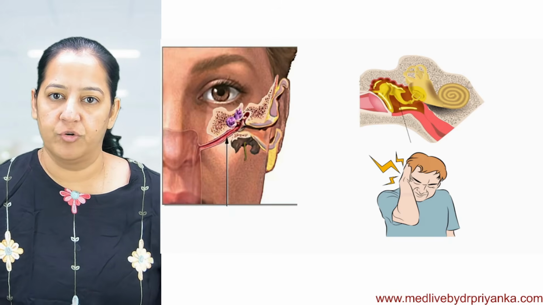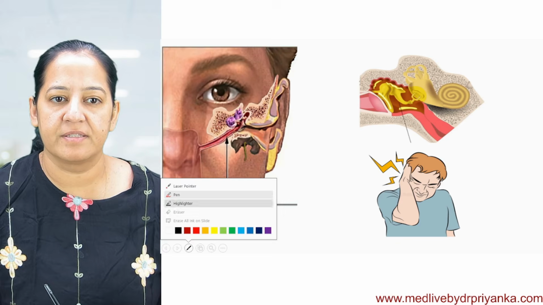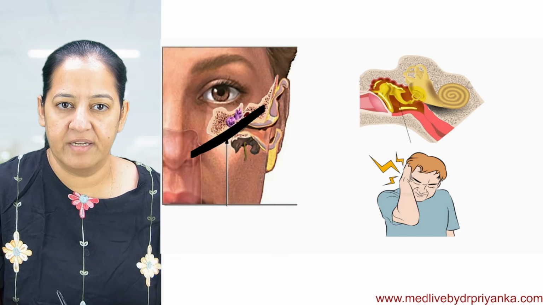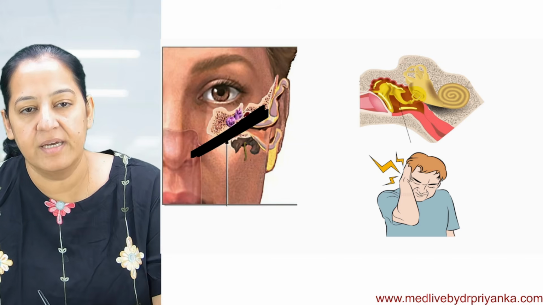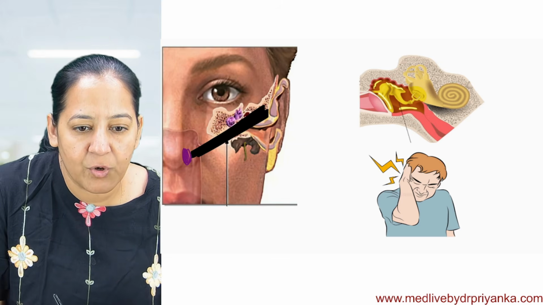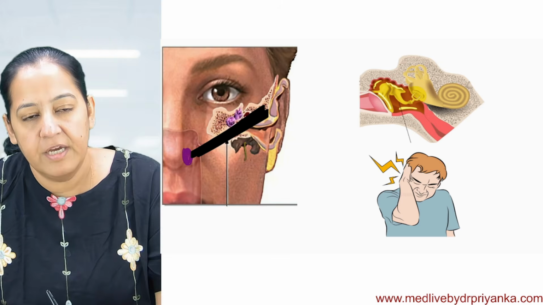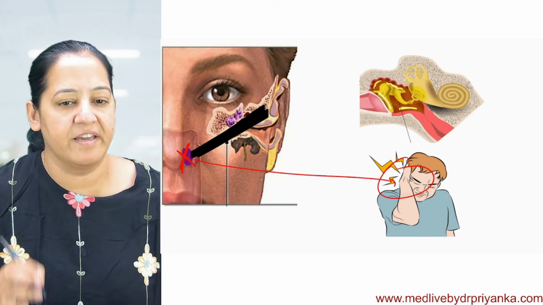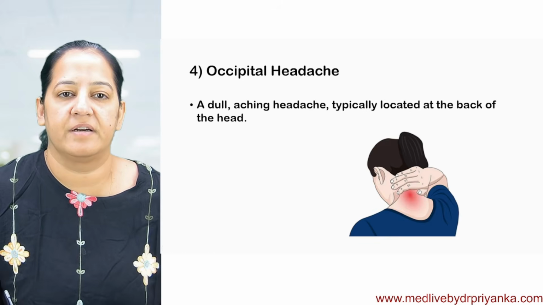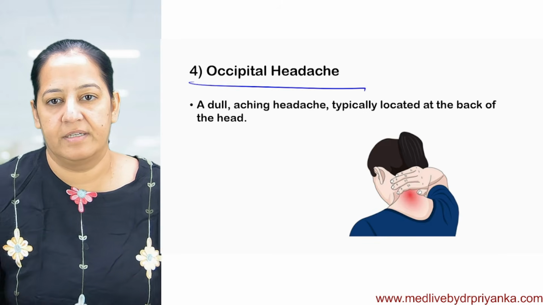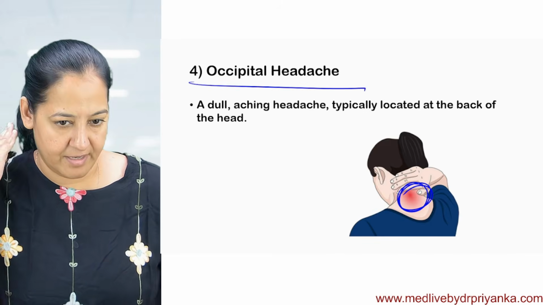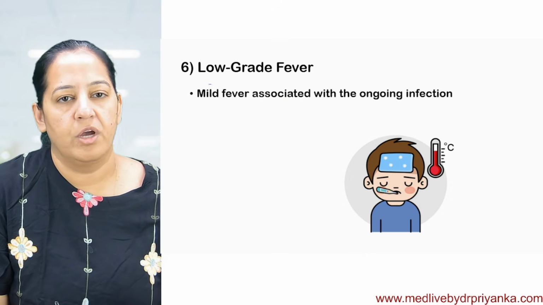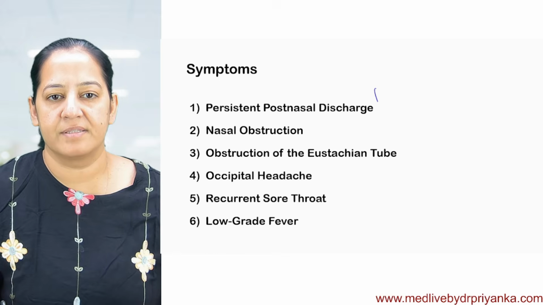Obstruction of the Eustachian tube, the same story. You can see this is the Eustachian tube, the tube connecting the middle ear with the nasopharynx. If there is bursitis over here, nasopharyngeal bursitis, it obstructs the opening of the Eustachian tube, and that's why the person has earache because of otitis media. The next is occipital headache. The person will have occipital headache, recurrent sore throat, and low-grade fever. So these are the six symptoms.